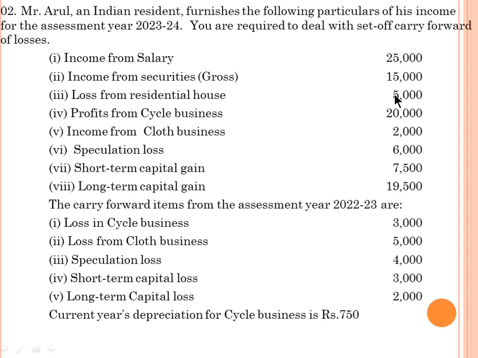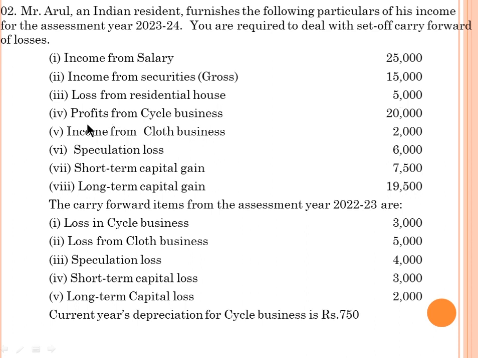Here I want to recall the provision on set off and carry forward. Any loss from house property income, as per the inter-head set off, should be set off against salary income up to 2 lakh rupees. The excess over 2 lakhs should be carried forward to the subsequent years.